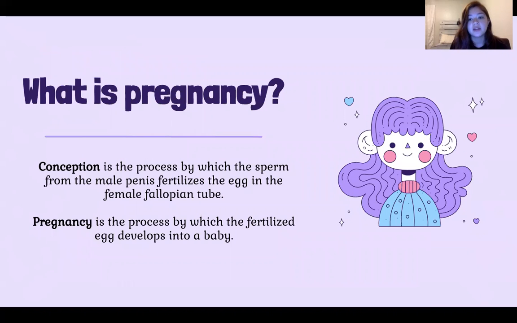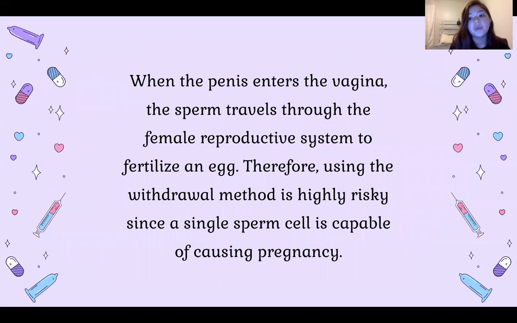What is pregnancy, you might ask? Well, pregnancy is the process by which the fertilized egg develops into a baby, while conception is the process by which the sperm from the male penis fertilizes the egg in the female fallopian tube. When the penis enters the vagina, the sperm travels through the female reproductive system to fertilize an egg. Therefore, using the withdrawal method is highly risky since a single sperm cell is capable of causing pregnancy.